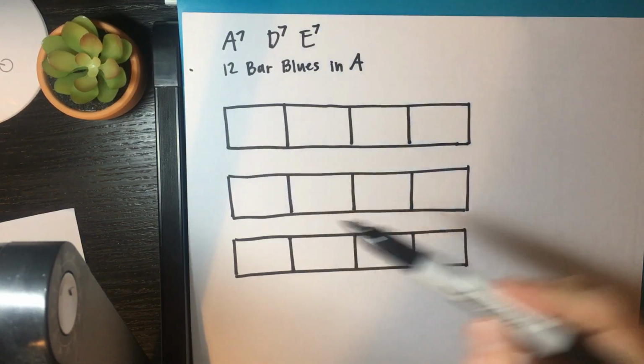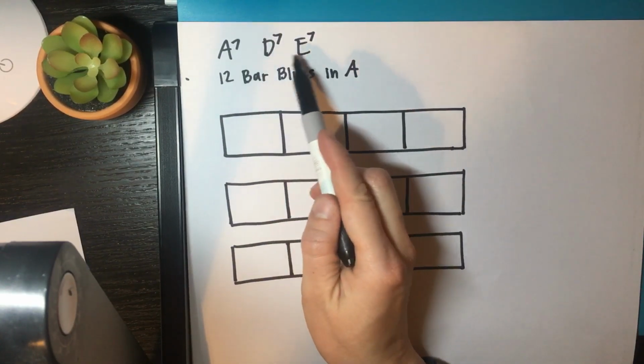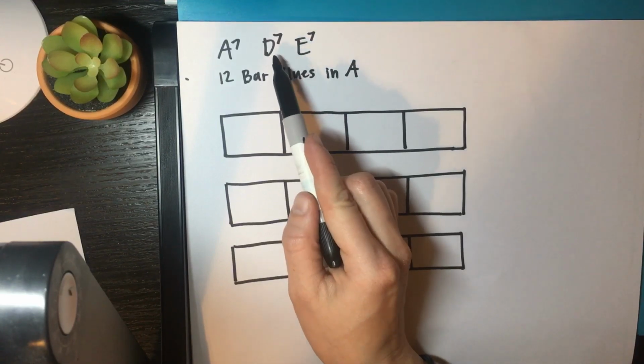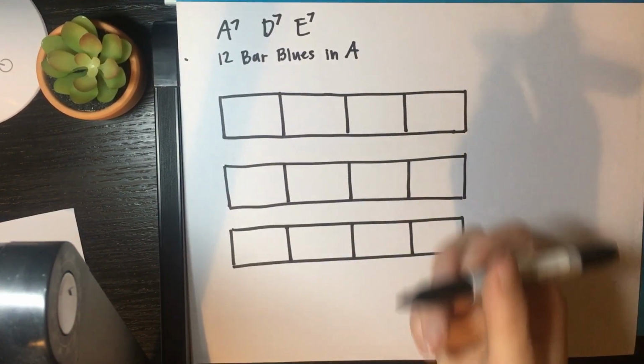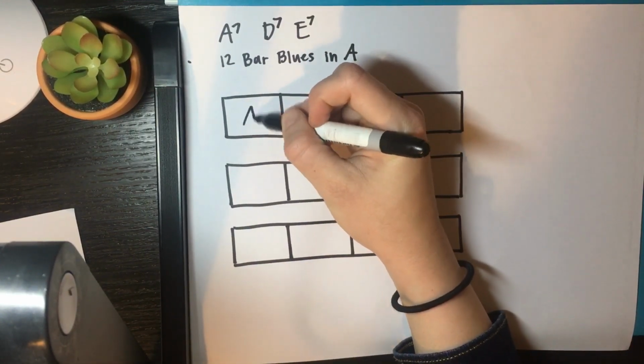So this is a chord progression, and it just uses these three chords that we went over in the last video. So you just learned A7 and E7 today. You already know D7, and those are the only three chords that you're going to be using in a 12-bar blues. And this is how the 12-bar blues goes.